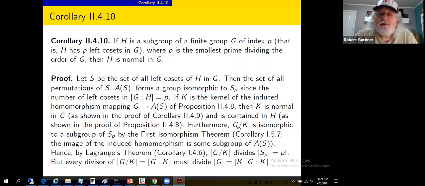Now consider G mod K. Furthermore, K is the kernel of a homomorphism. Kernels of homomorphisms are normal subgroups. We've got that covered. G mod K makes sense as a quotient group because K is a normal subgroup, because it's a kernel of something. It's a kernel of the induced homomorphism, whatever that is. So group G mod K makes sense.